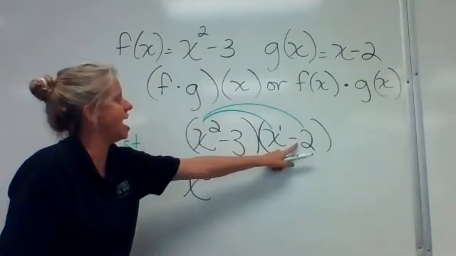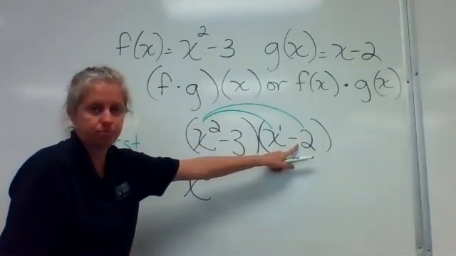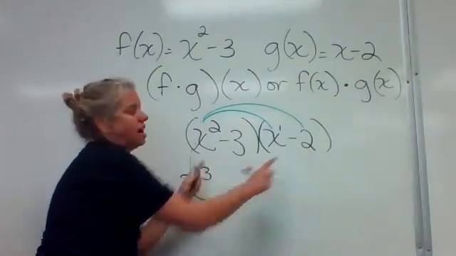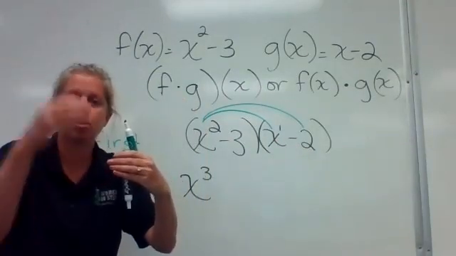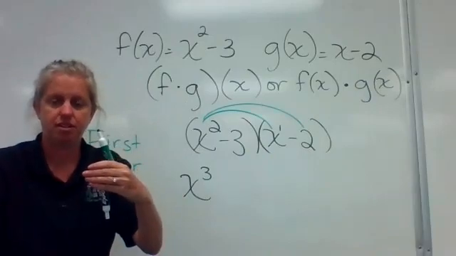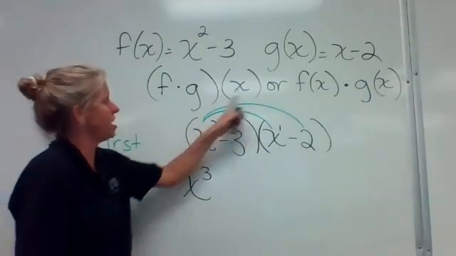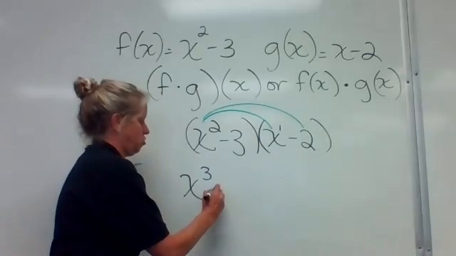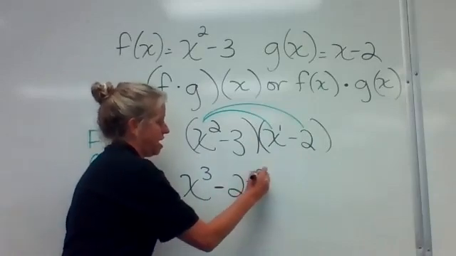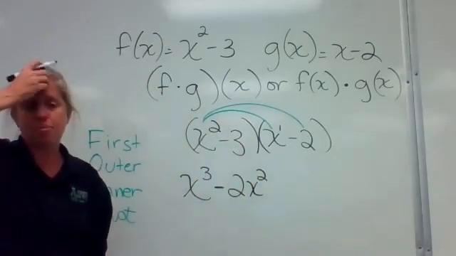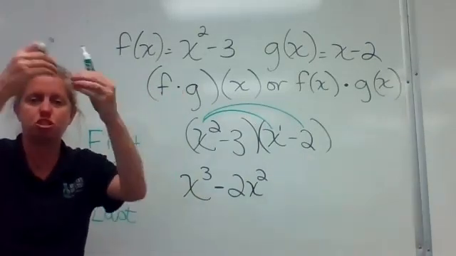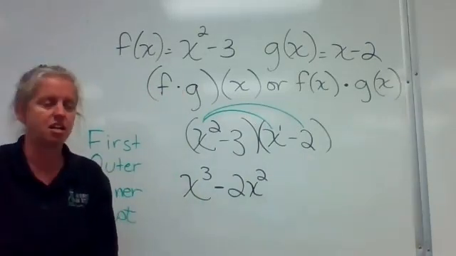X to the second times -2. Now, when you multiply a letter times a number, it just hooks them together with the number in the front. So x squared times -2 just gives me -2x squared. Again, multiplying a letter times a number just hooks them together, and you generally put the number in the front.